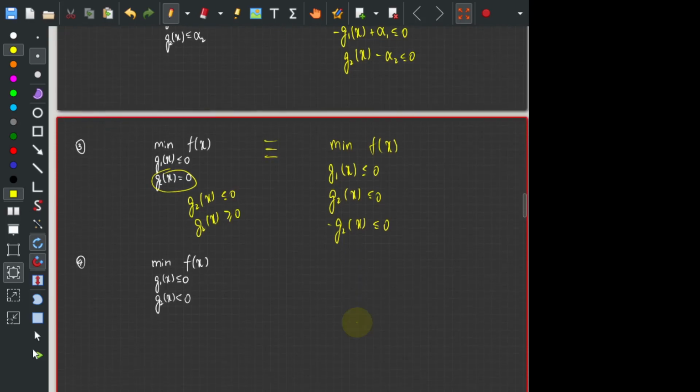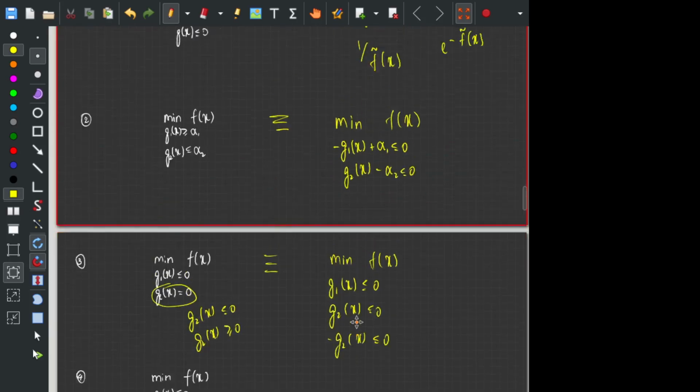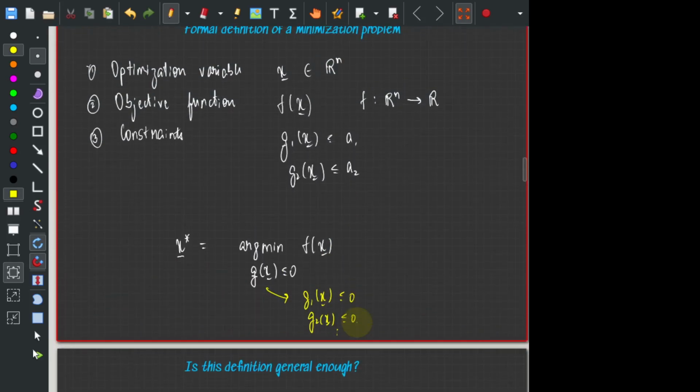So now suppose I have a strict inequality constraint. I have a minimum over all possible f of x subject to the constraint that g1 of x is less than or equal to 0, but g2 of x is strictly less than 0. Remember that the inequality constraints were always some g of x less than or equal to 0.